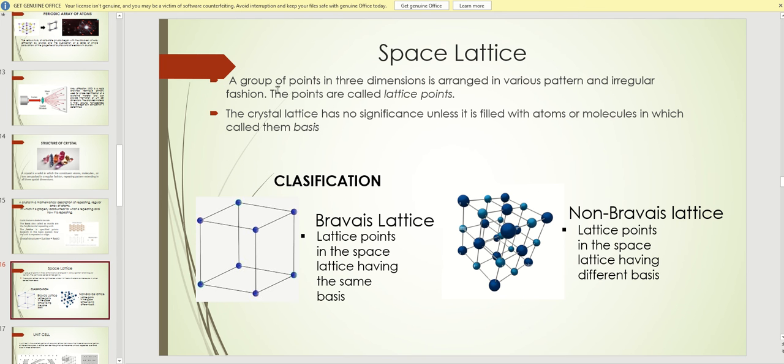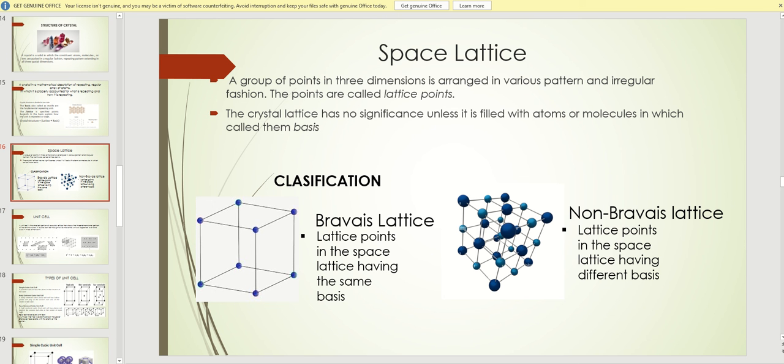Space lattice. A group of points in 3 dimensions arranged in a various, irregular pattern; the points are called lattice points. The crystal lattice has no significance unless it's filled with atoms or molecules, which we call bases. So just a quick classification. Primitive lattice: the lattice points in a space lattice having the same basis. Non-primitive lattice: the lattice points in a space lattice having different bases.